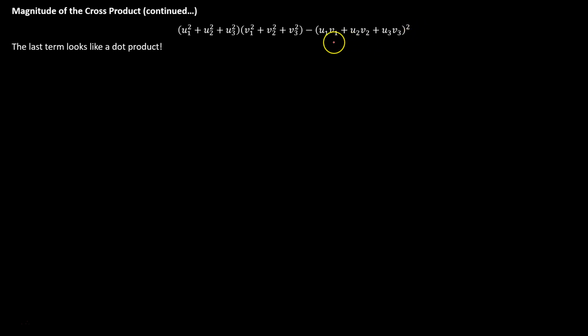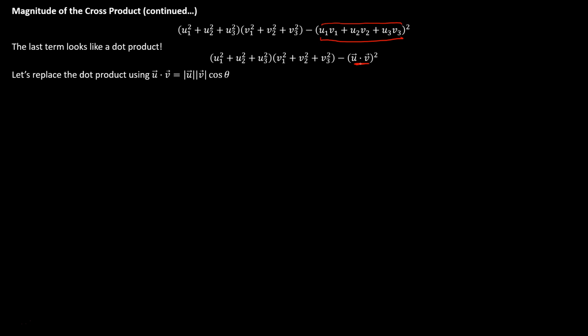The last term that I see in the parentheses, so let's zoom in here, u1 times v1, u2 times v2, u3 times v3, all added together. That looks a lot like a dot product. So let's replace it with a dot product, u dot v. And we have another way to write the dot product. U dot v can also be written as magnitude u times magnitude v times cosine theta. So let's make that replacement. Instead of u dot v, we now have this version of the dot product in our equation.